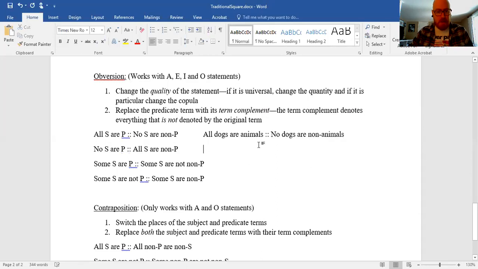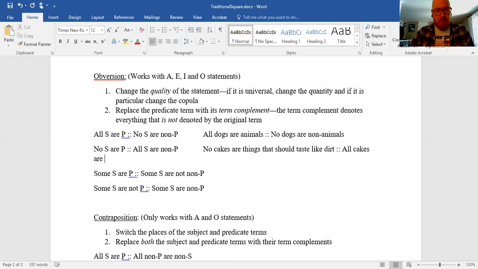What if I have, let's go with the no SRP here. Suppose I'm starting with no cakes are things that should taste like dirt. I don't know. I'm not feeling very creative. Okay, now, once again, we're starting with no, so we change that to all. Okay, so all cakes are, now what would be a good sort of term complement here for things that should taste like dirt.